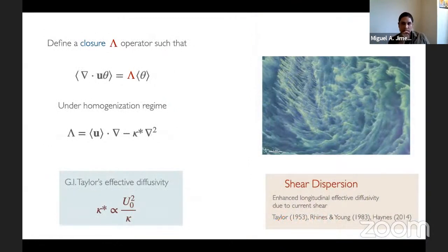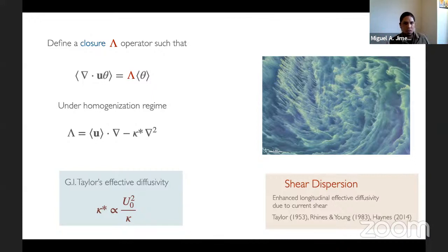So one of the motivations here is for sure G.I. Taylor's amazing result, in that you can derive a kind of closure for the equation, essentially rewrite the original advection diffusion equation to one that is applied to the average. And under certain circumstances, you can write the closure itself as an advective term, where the velocity advecting is the mean advective velocity. And then you can write it as an enhanced diffusion, where you get the famous Taylor's effective diffusivity.